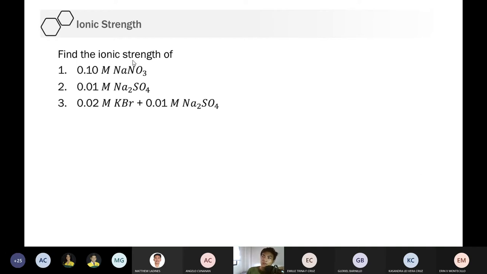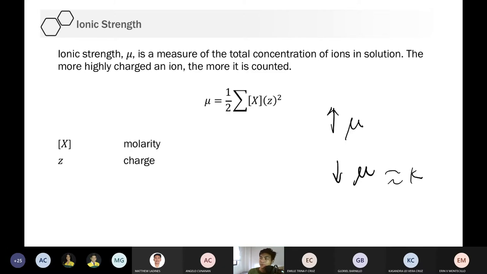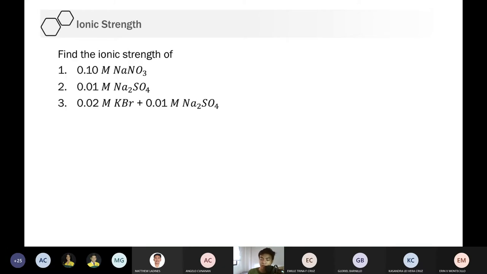So let's calculate the following, the ionic strength of the following mixtures. No? So using the equation here. No? So apply natin yan dito. So let's have number one. We have 0.10 molar sodium nitrate. Okay.